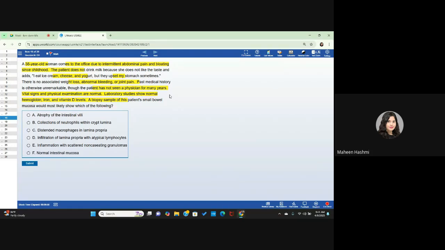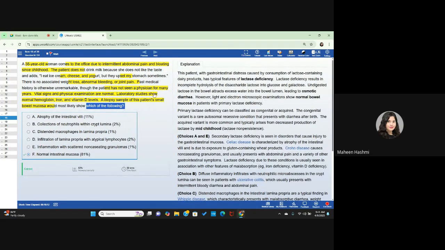So what's happening? Lactose intolerance. The intestinal mucosa will be normal in that case. Again, they ruled out celiac. Why? Because they said normal hemoglobin, iron, vitamin D. If it was celiac, they would have said that these are abnormal. So it got ruled out.